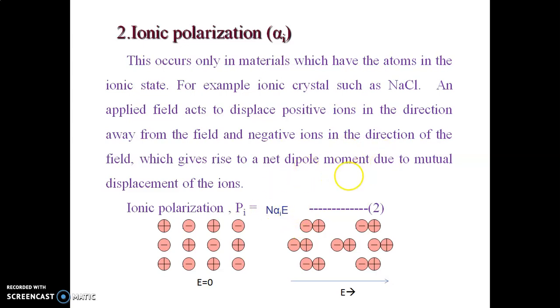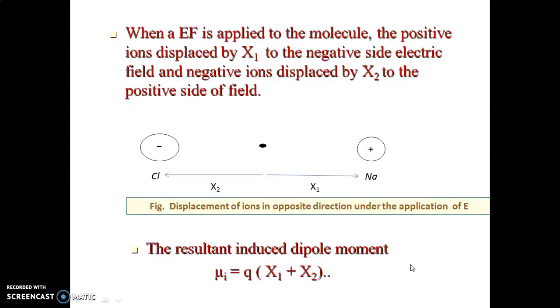So you can see in the figure, in the absence of the field, the ions are situated in their lattice positions. Once the field is applied, the displacement takes place in the atoms in such a way that positive ions move in the opposite direction, or negative ions move in the direction of the field. Now look at the next slide, where we can see exactly how the separation takes place between positive and negative ions here.